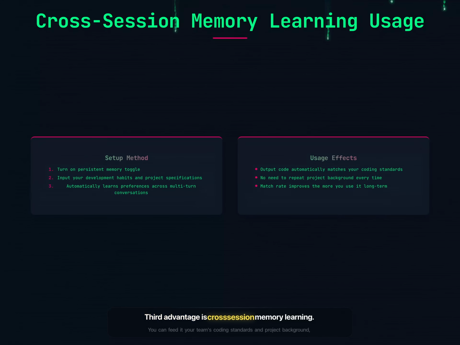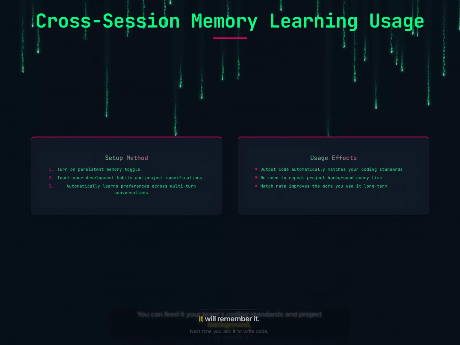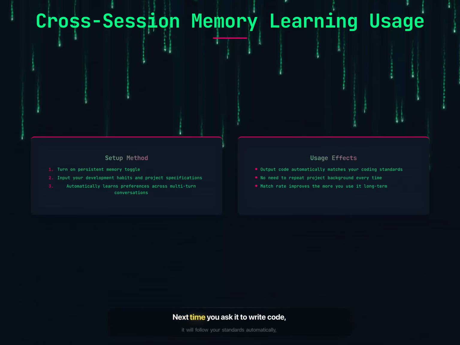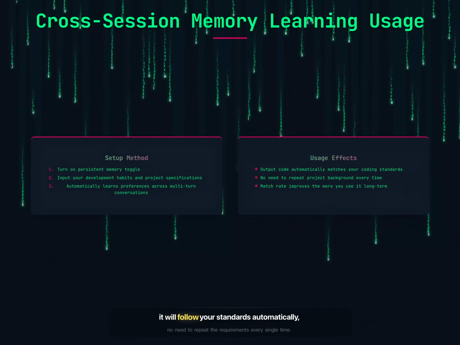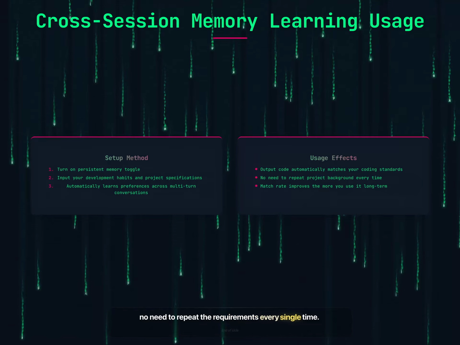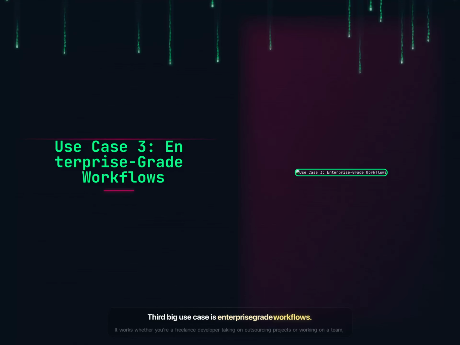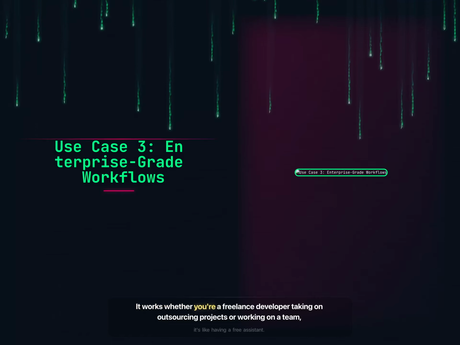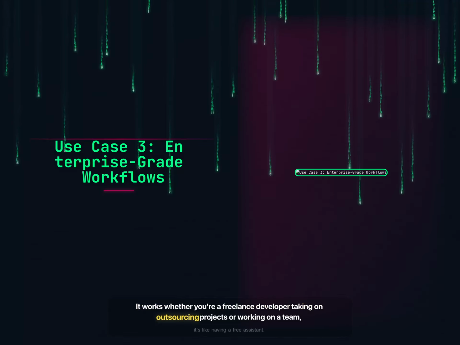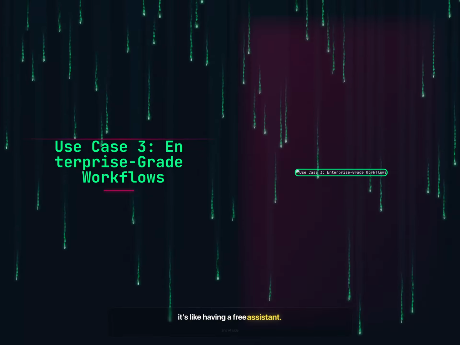Third advantage is cross-session memory learning. You can feed it your team's coding standards and project background, it will remember it. Next time you ask it to write code, it will follow your standards automatically, no need to repeat the requirements every single time. Third big use case is enterprise-grade workflows. It works whether you're a freelance developer, taking on outsourcing projects, or working on a team. It's like having a free assistant.